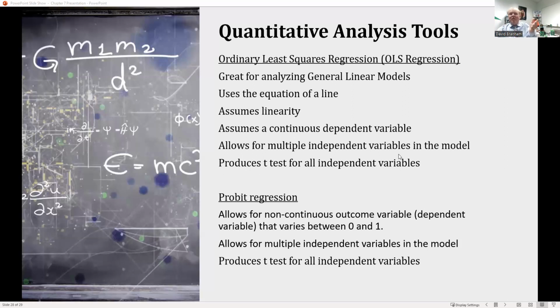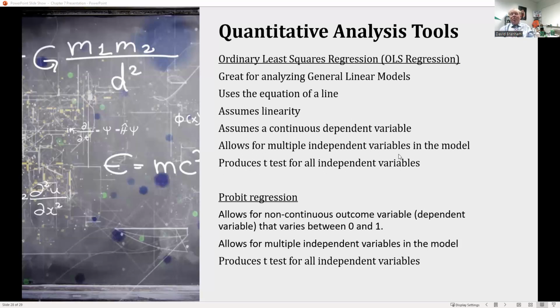OLS regression allows for multiple independent variables in your model. That's a big tool because it helps you control for outside forces. Sometimes your model is just covariates, just to make sure. If your hypothesis is that age helps self-esteem, you're going to need to put that covariate of education in your model just to show people, even controlling for education, age matters. You'll need that in your model. And it produces, like I said, t-scores for all independent variables.